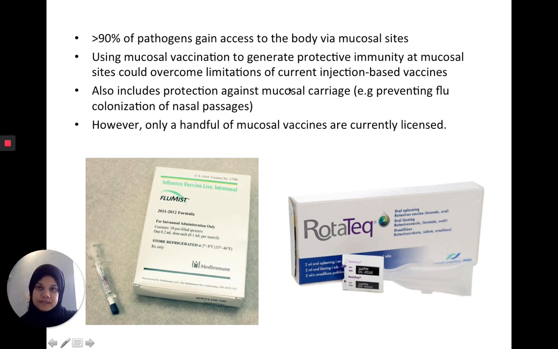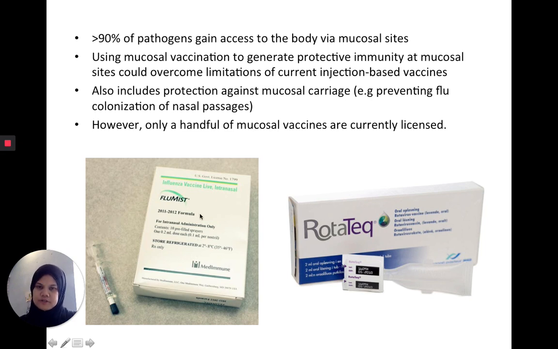And a lot of bacteria and viruses gain access to the body through the mucosal sites. So if you can use mucosal vaccination, you'll get both: ideally systemic, and also mucosal site protection as well. But you don't have a lot of mucosal vaccines currently licensed. Here I put pictures of 2 that are used in humans. The FluMist isn't used very commonly anymore. They showed some data that it wasn't so effective compared to the flu shot.